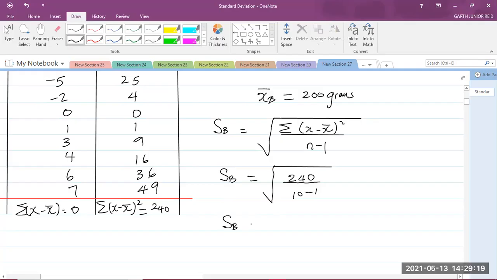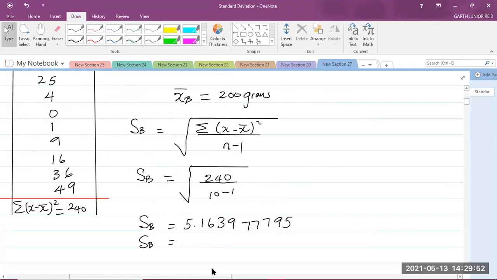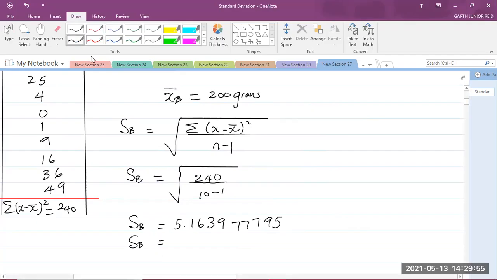Now if you put this in your calculator, the square root of 240 divided by 10 minus 1, I will get 5.1639777795. Now remember that we need to write this value correct to 3 significant figures. That is what you're required to do in the exam. So to 3 significant figures, that will be what?